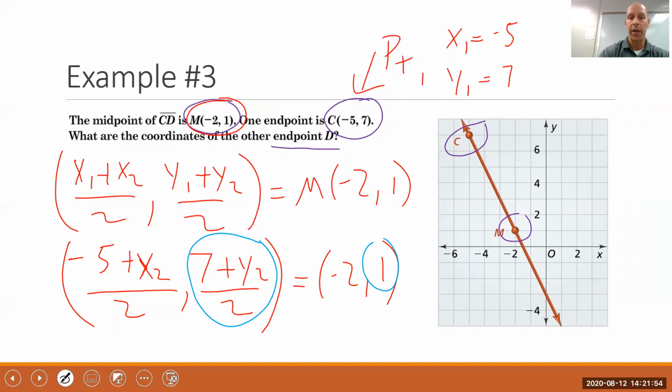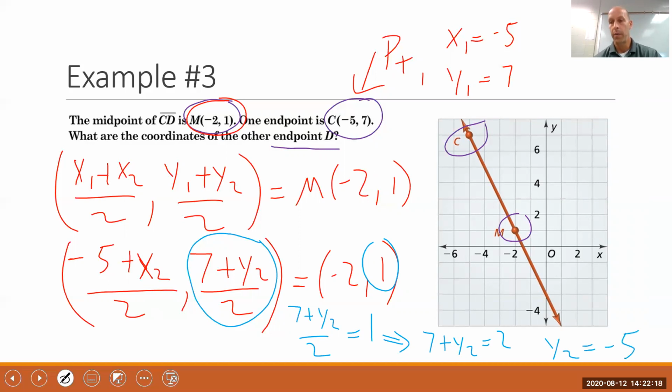So let's do the algebra here. So let's do 7 plus y2 divided by 2 equals 1. Now I got to multiply both sides by 2. So that's going to give me 7 plus y2 equals 2. And now I need to subtract that 7 over. So it looks like y2 is going to be -5.